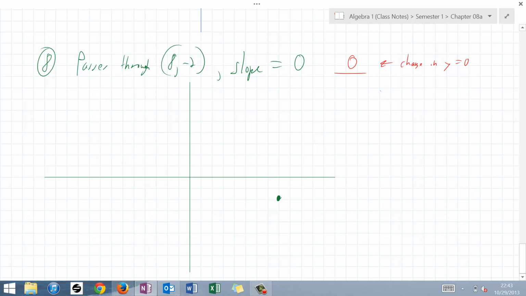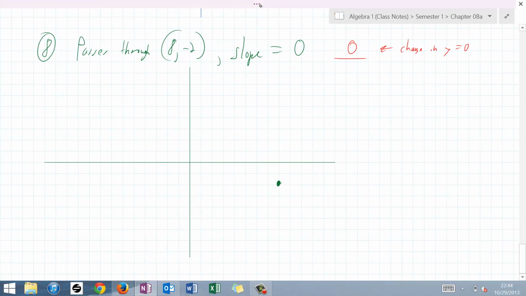When your x is changing but your y is not changing, that kind of line is a line that looks like this. It's a horizontal line. I should move this more center so I can actually graph this. This is not good when I get to the edges. There we go. And that would be a line. That's a slope equal to 0.